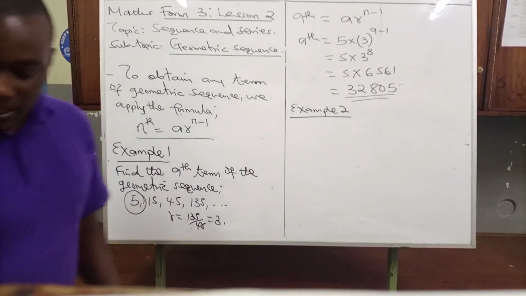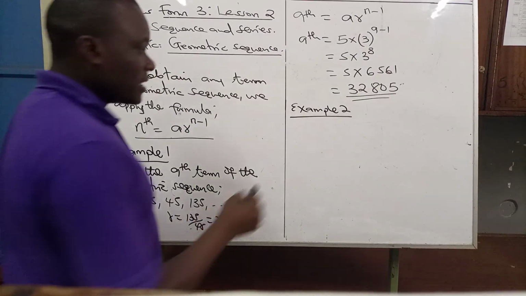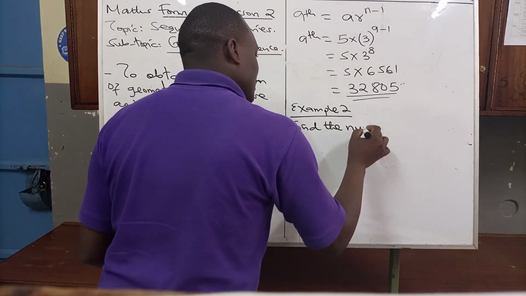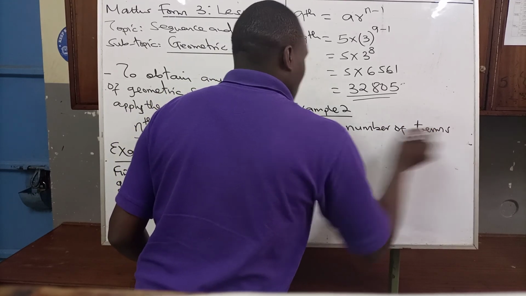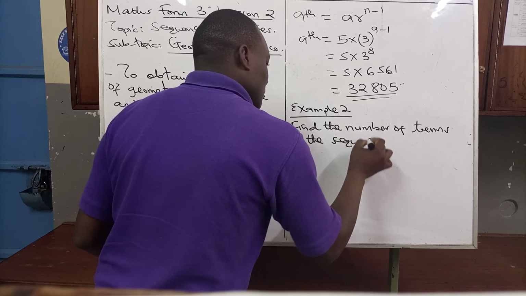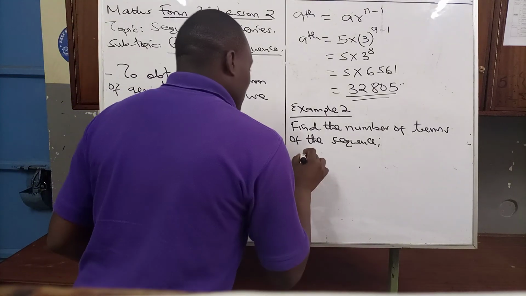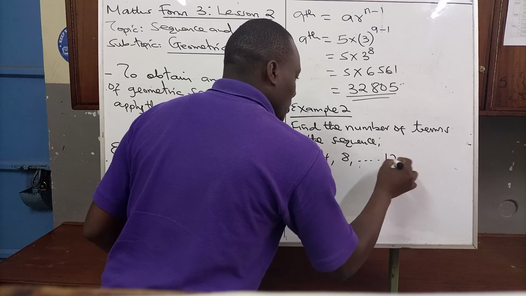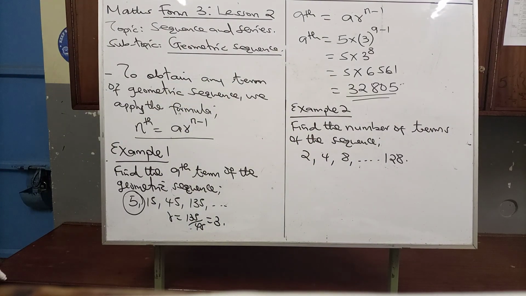I want us to look at example 2. We are supposed to find the number of terms of the sequence. Find the number of terms of the sequence, which is 2, 4, 8, all the way to 128. We are supposed to determine the number of terms of the sequence.